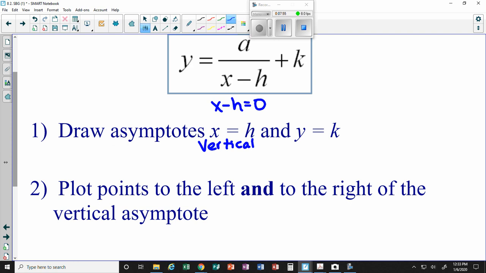Horizontal asymptote. It's a horizontal line. So what's the only way I can change that horizontal line, if I shift what? Up and down. So the shift up and down is going to change my horizontal asymptote.